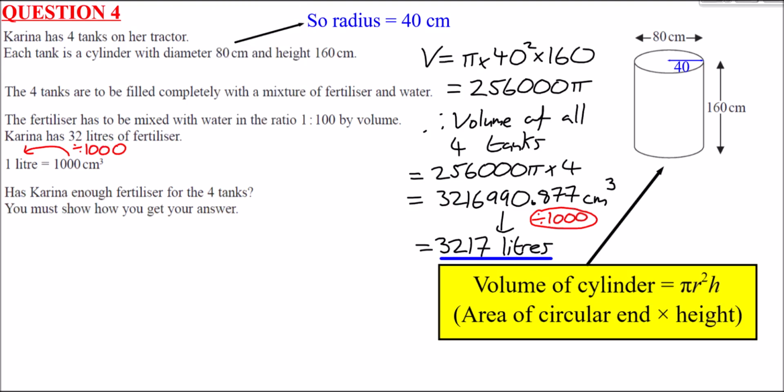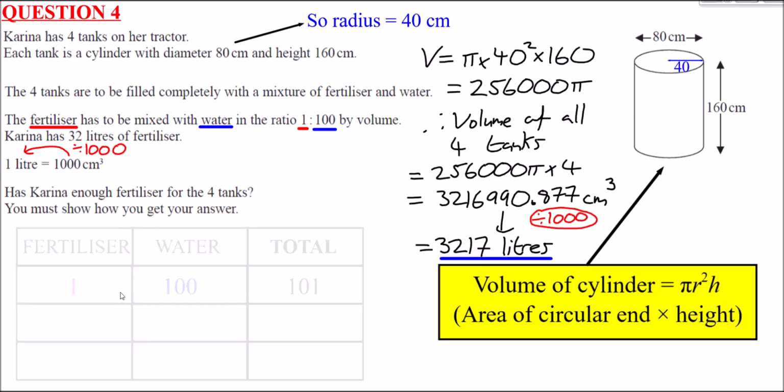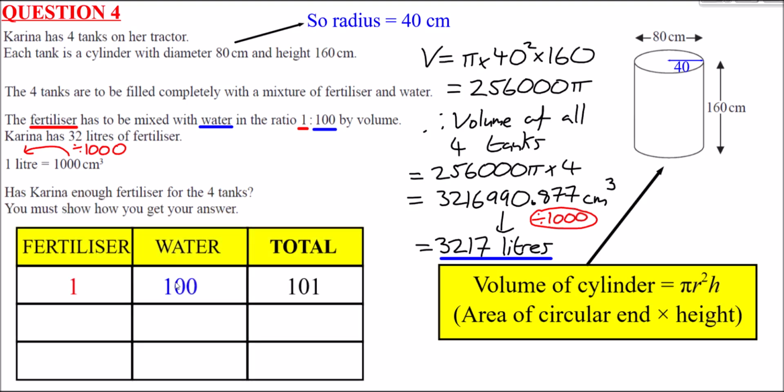However, the fertiliser she's using needs to be mixed with water in this particular ratio. So the fertiliser to water is in the ratio 1 to 100. We can work out how much mixture she can make from this fertiliser by using this ratio. So here's a ratio table. 1 lot of fertiliser is mixed with 100 lots of water to give 101 lots of the mixture. But she's actually got 32 litres of fertiliser. So to go from 1 up to 32, we need to multiply all values in this table by 32 to scale it up accordingly.